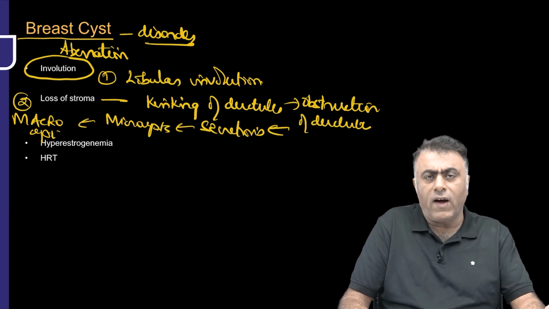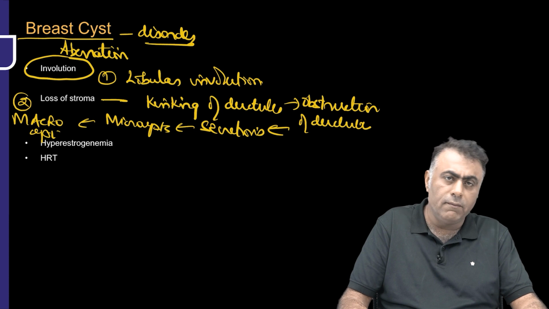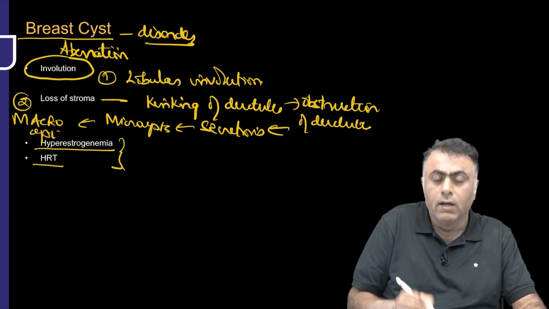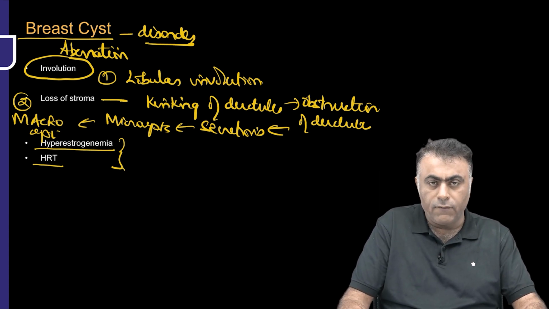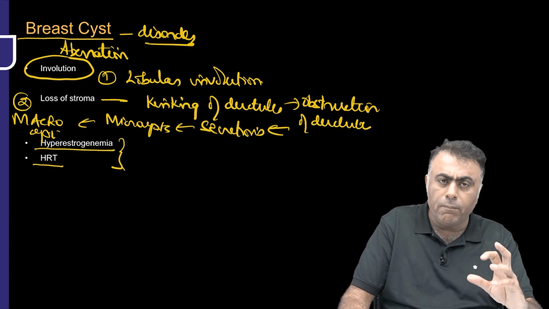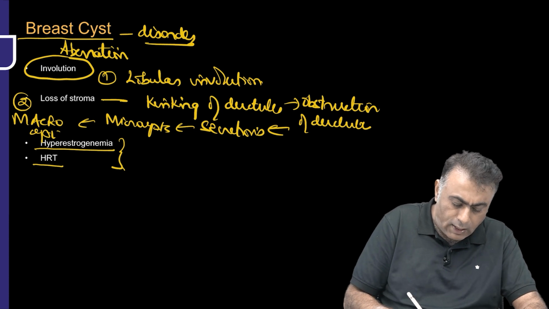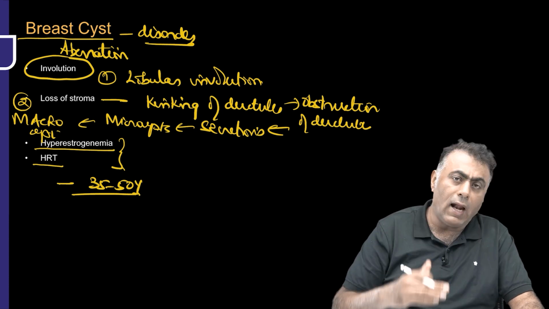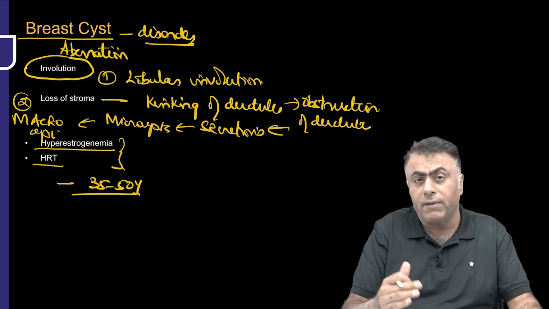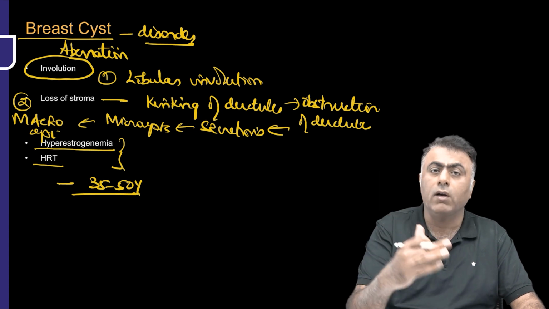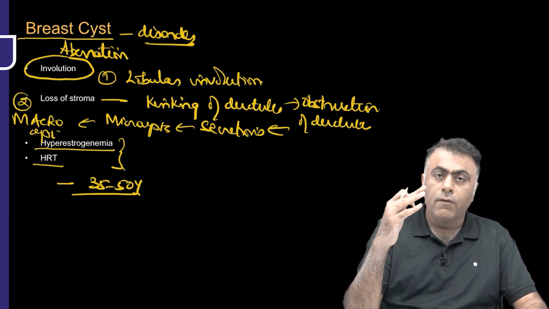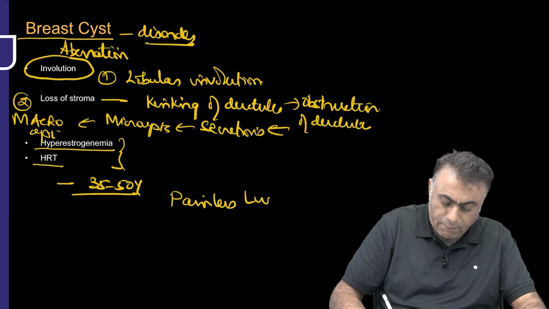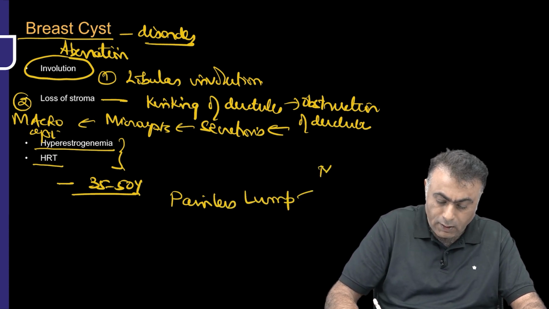Apart from this, two more factors which have been associated with breast cyst are hyperestrogenemia and hormone replacement therapy. In fact, hormone replacement therapy is so important that breast cysts are mainly seen in females in an age group of 35 to 50 years. If a female after 50 years of age has a breast cyst, then we should assume that she is on hormone replacement therapy. Breast cysts present as a painless lump in the breast, and they are usually multiple and bilateral.